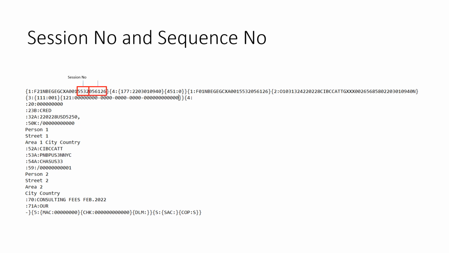Then the next 6 digits are the sequence number. They can be the input sequence number, which represents the sender's current input session, or the output sequence number, which represents the receiver's current output session. Session and sequence number generally identify the window in which the message was sent.